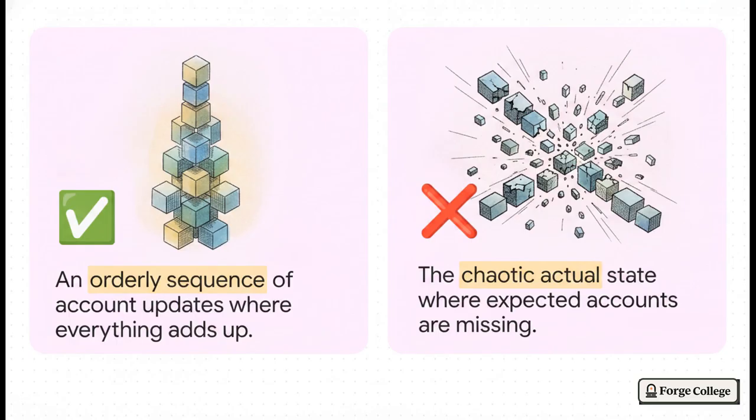On one side, you have your expected pristine state, an orderly sequence of account updates where everything adds up perfectly. But on the other side, the chaotic actual state. Because the accounts were processed in a totally unexpected order, your program panics, the expected state is just missing, or your instructions end up completely malformed. It is definitely a harsh reality check.